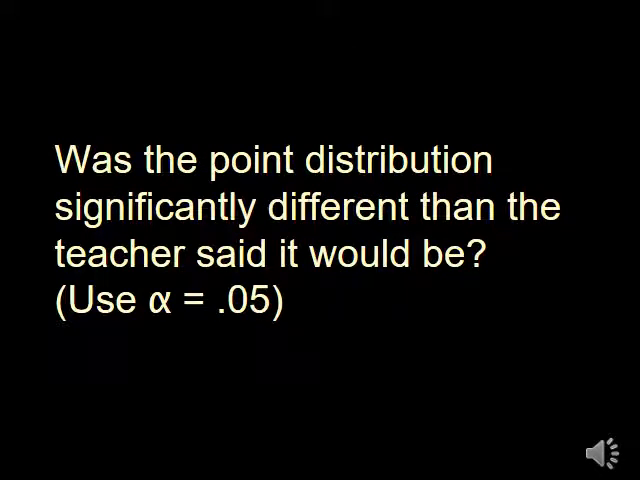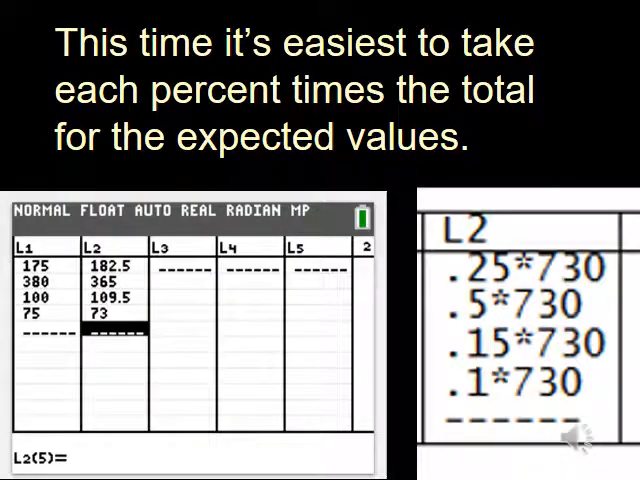And the question says, was the point distribution significantly different than the teacher said it would be? And we're supposed to use alpha equals 0.05. So again, the first thing I want you to be able to do is to figure out those expected values. And what you want to do is realize that we had 730 points possible. That was earlier in the problem given to you.